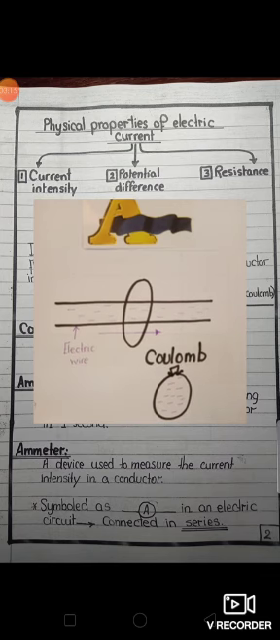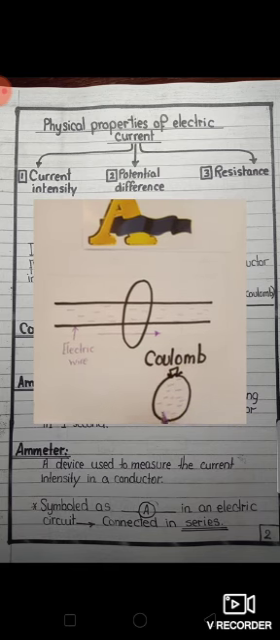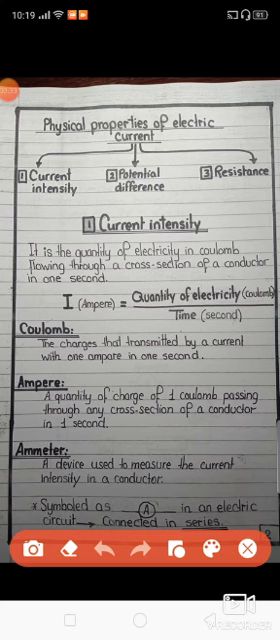And the word coulomb means the amount of electron charge. It's the unit of measuring the electron charge. It means that 1 coulomb contains millions and millions of electron charges. So now we can define the current intensity as the quantity of electricity in coulomb flowing through a cross-section of a conductor in 1 second.